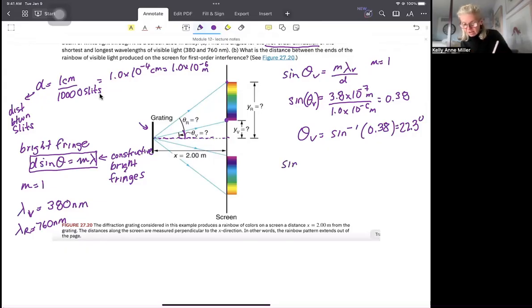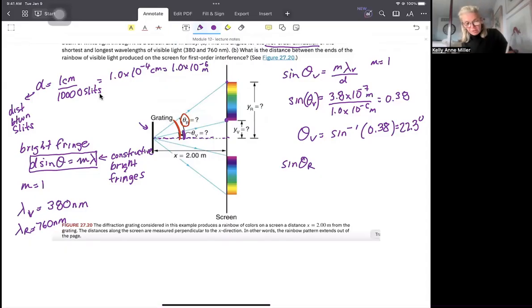So I say sine of the angle that red is. That's this angle here. Let me do it in red so you can see it. It's this angle here from the central maxima to here. Okay, that's that angle. Just like for violet, it was from the center to here.